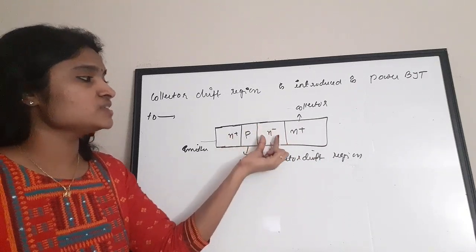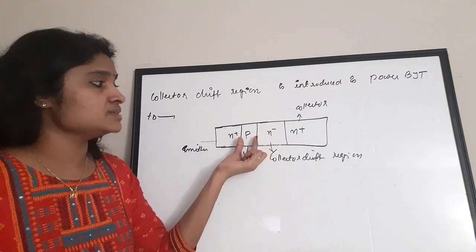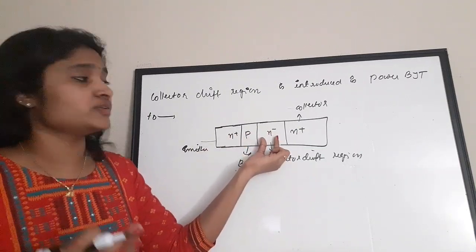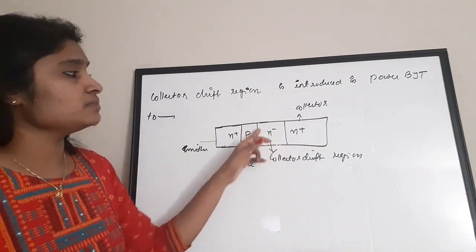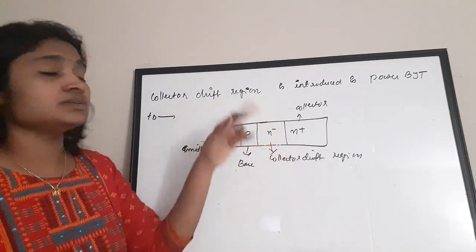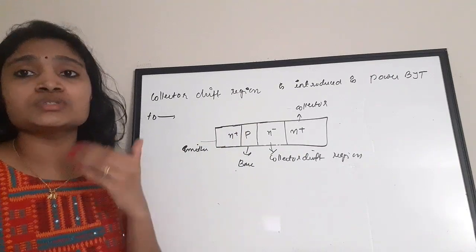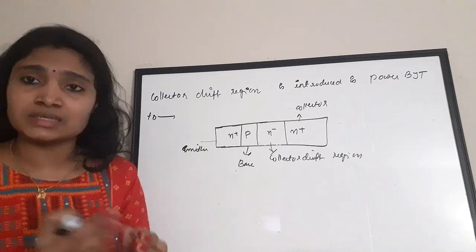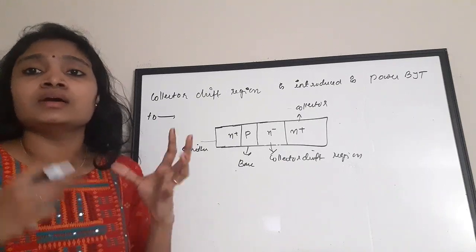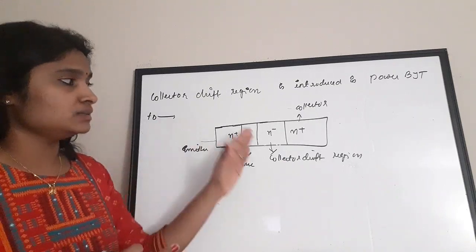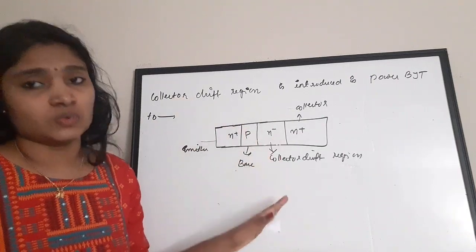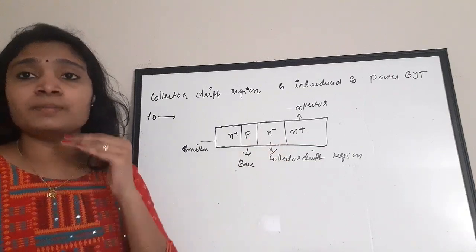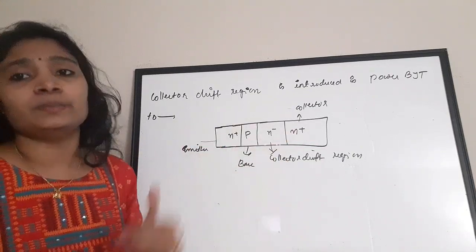The characteristics of this region are that it has a size greater than that of the base, and it is also slightly or moderately doped. This N minus region, or collector drift region, is actually used for cutting off higher voltages when the transistor is off. Consider that some higher voltages come when the transistor is off, and this region will cut off those voltages. Also, this collector drift region decides the breakdown voltage of this NPN transistor.